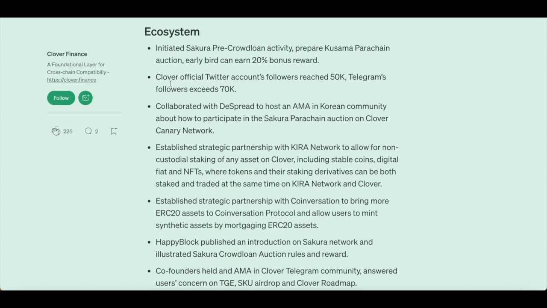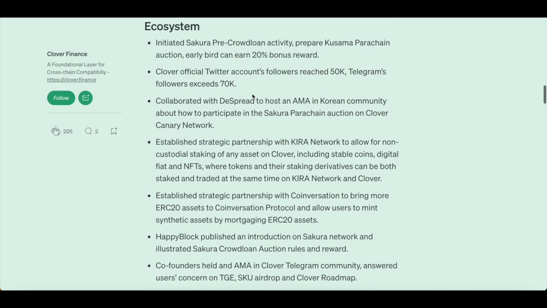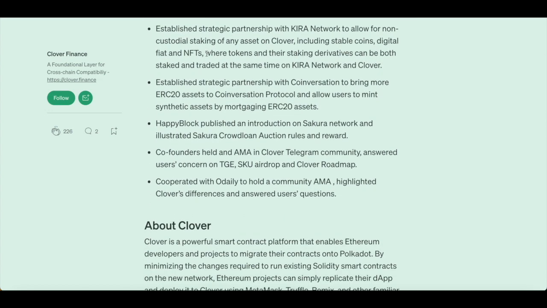Let's start with this one, which is really important for a lot of crypto: marketing and social media. That's where we connect with a lot of cryptocurrency that we like. That's where we follow cryptocurrency news. And the Telegram followers exceeded 70K. This is really good. This is a tight-knit community, and this is good for a lot of people.